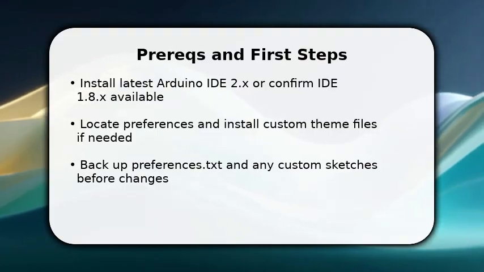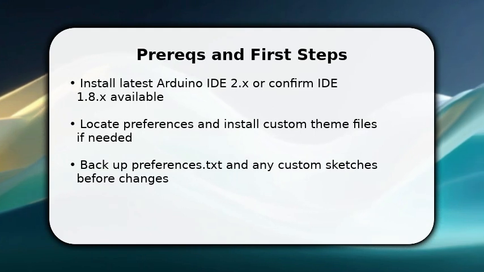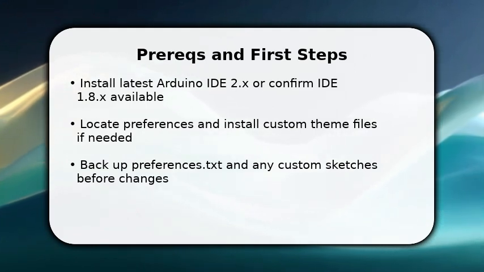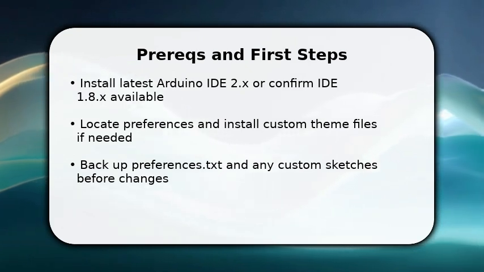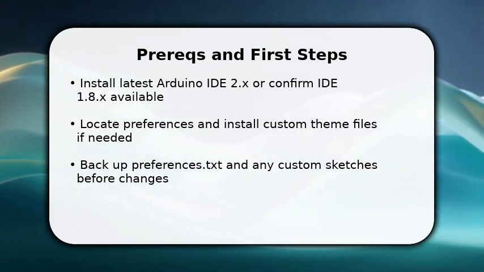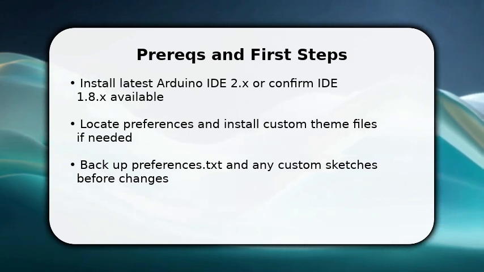You start by confirming the IDE version and backing up your settings. This prevents loss. Once done, open the Arduino IDE and go to File, then Preferences immediately. Make sure you note the path to preferences.txt, so you can restore changes.